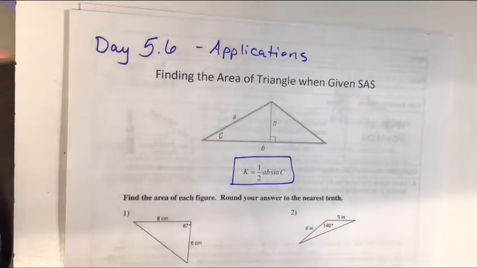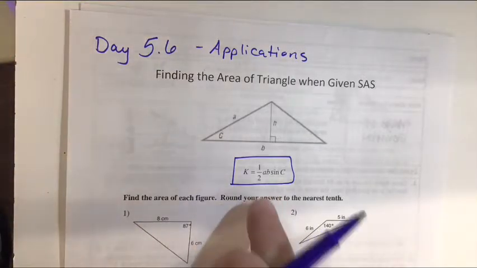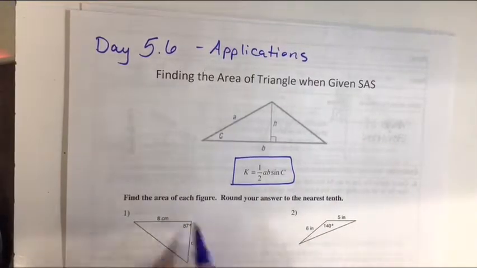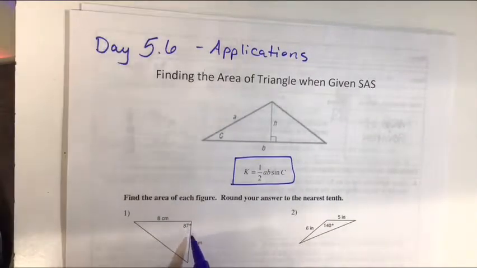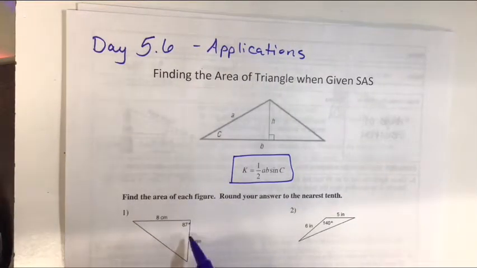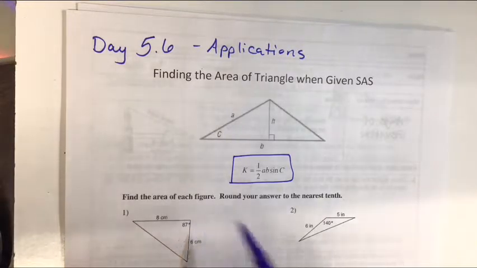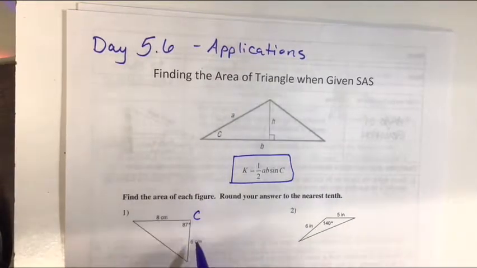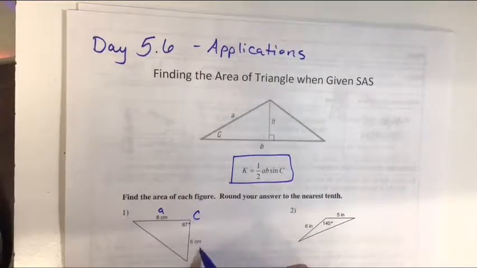All right, so we're looking at applications, and this first one is using area, and really all it is is plugging into this area formula. So in this case, if I've given this triangle, this is an 87-degree angle here. I don't know either of the other two angles. It might be a right triangle, it might not be. In this case, it probably wouldn't be because this is 87 degrees, but that really doesn't matter. This is our angle C. And then these two sides are our A and B.